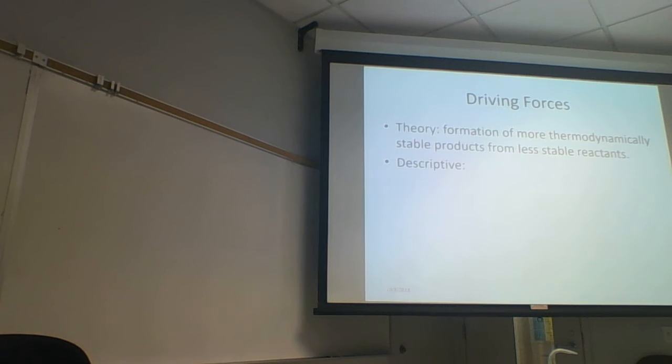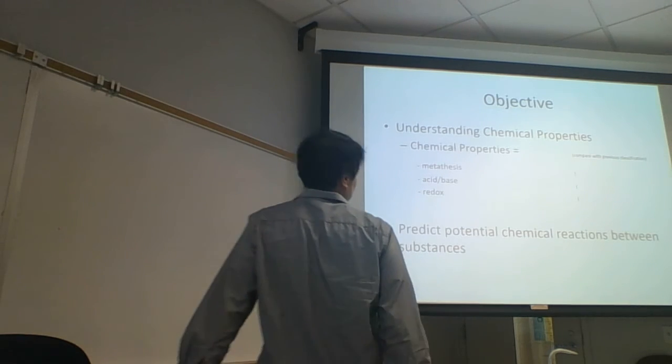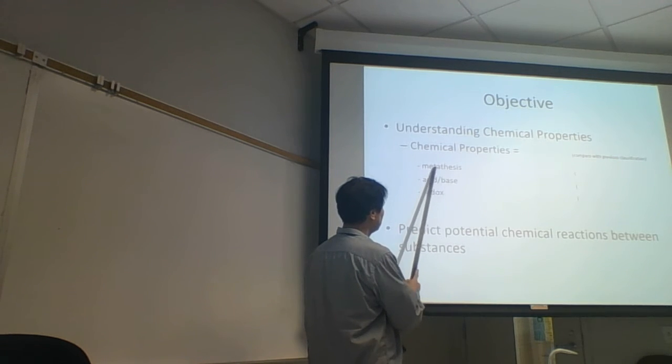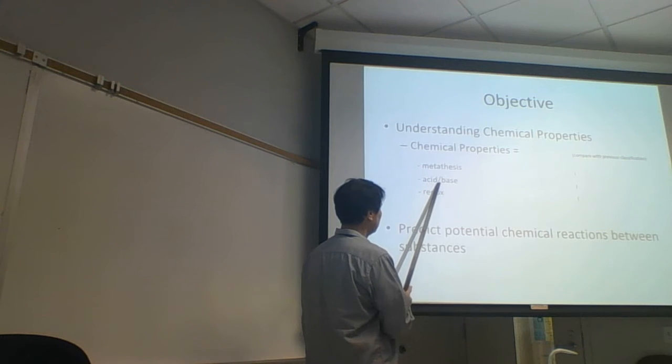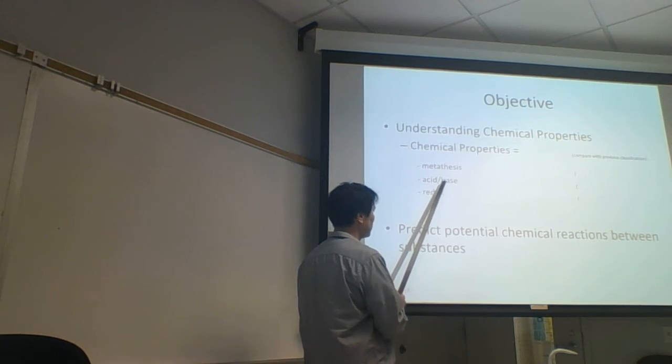So we're just reviewing stuff from Thursday here. But what we're going to do is try to understand chemical properties based on these three. I'm just going to jump around and hit the key points: metathesis, acid-base, and redox. These are the three basic types of reactions.